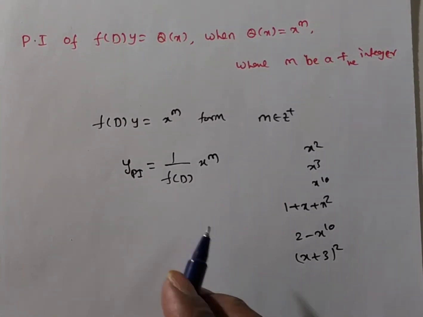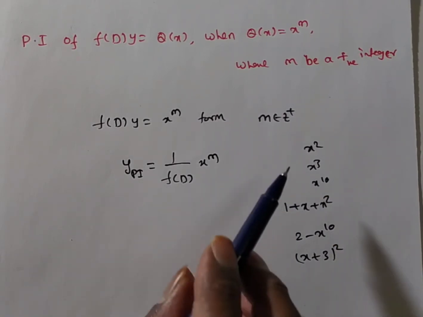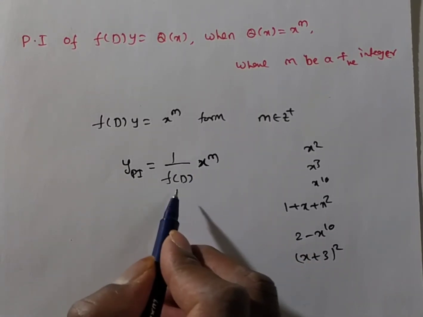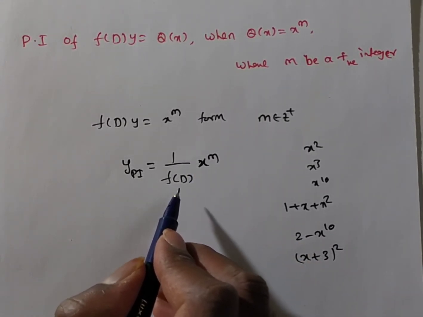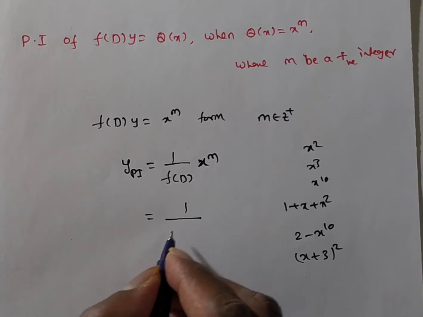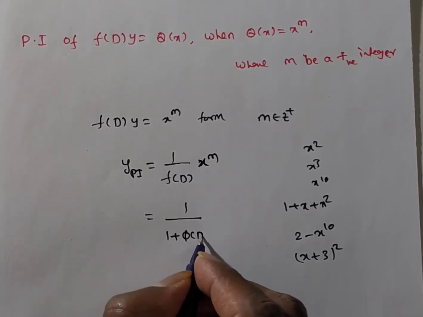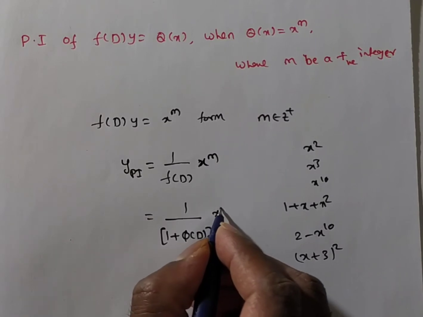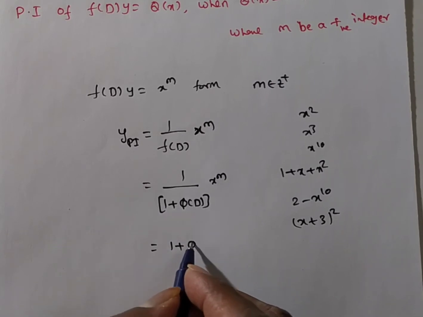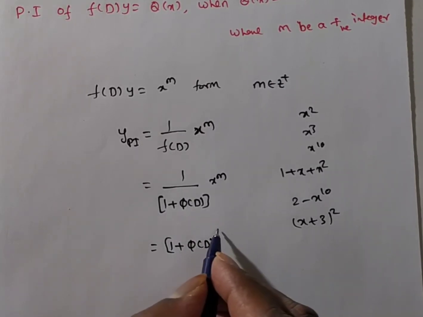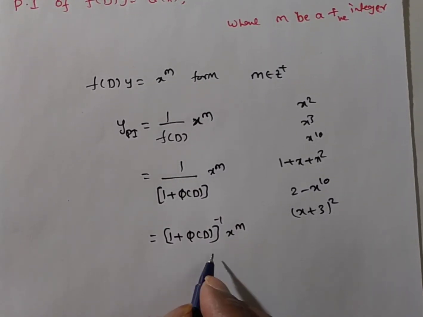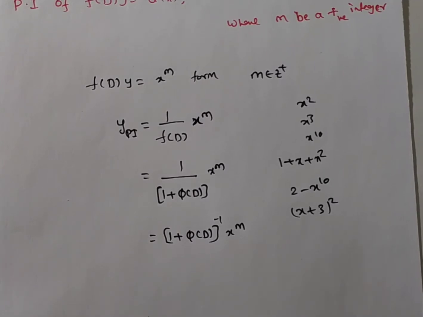Right. Now if Q(x) is any of this form, or any x^m form, in this case what we have to do is bring out the lowest degree term from f(D). Then the remaining factor in the denominator is of the form 1 + phi(D), so 1/(1 + phi(D)) x^m. Now this denominator you have to write in the numerator as (1 + phi(D)) inverse, into x^m. Now this one we have to expand by using the binomial theorem.